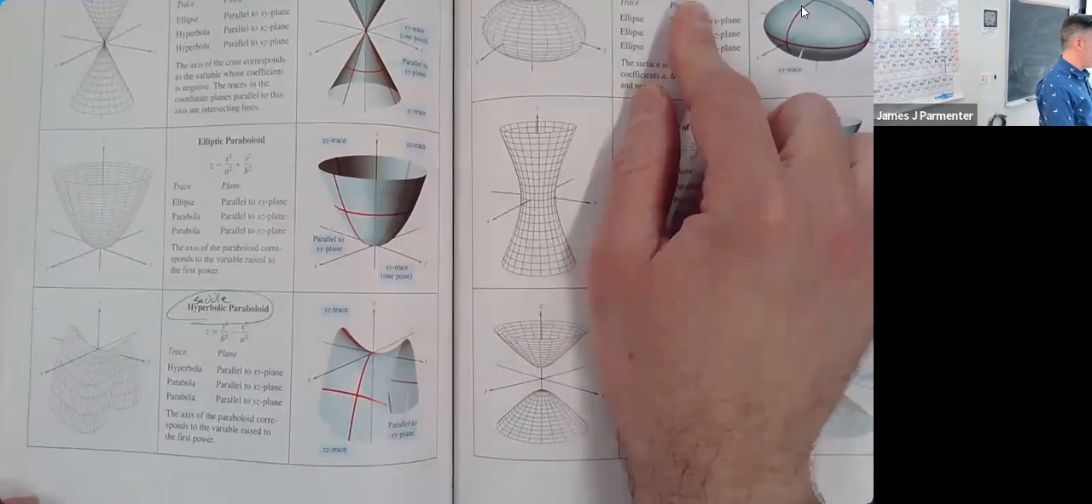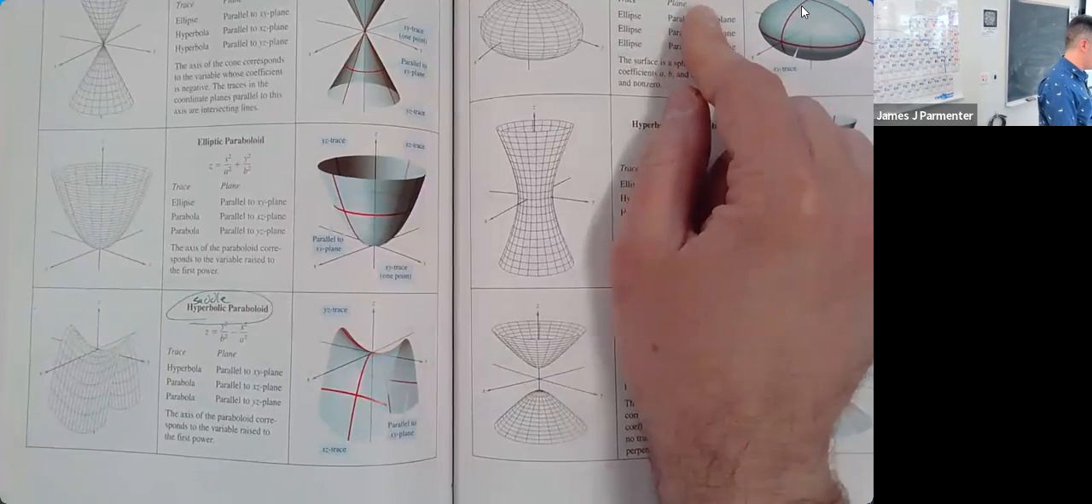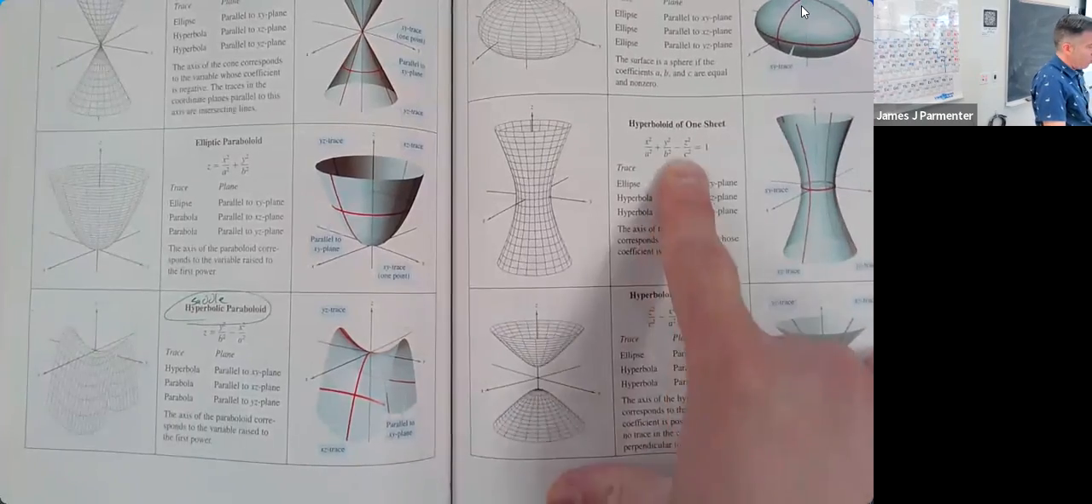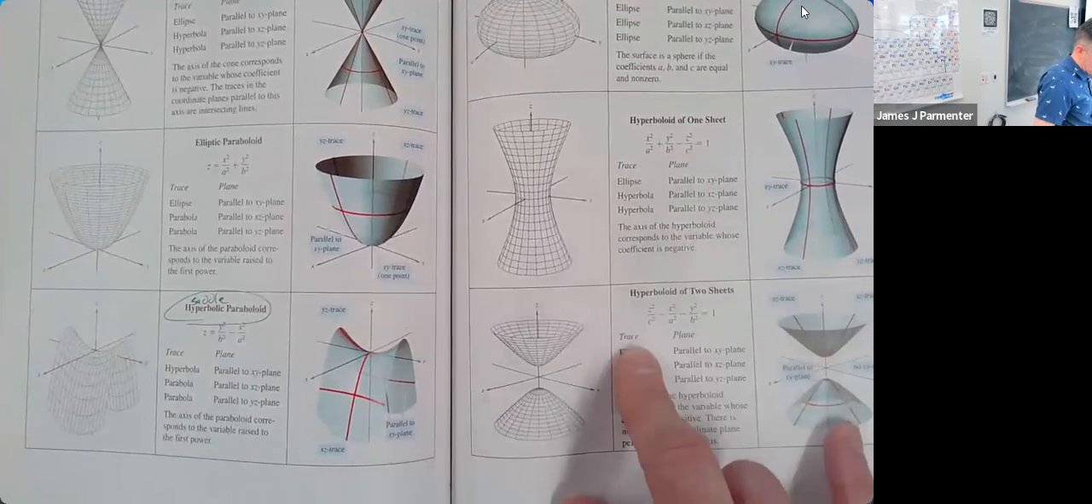Ellipsoid, all the things are squared and added together, equal to some number. It doesn't have to be 1 there, but this is like the standard. Hyperboloid of 1 sheet, you've got 1 minus sign. Hyperboloid of 2 sheets, you've got 2 minus signs.